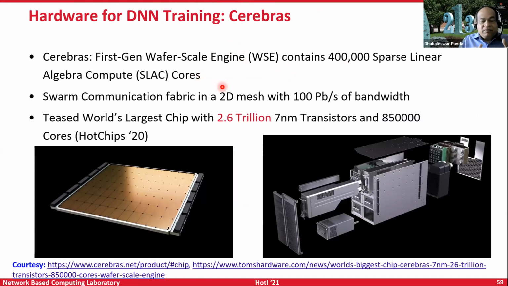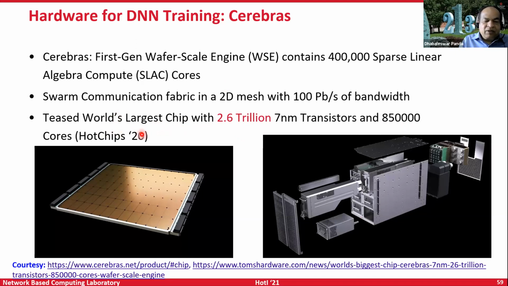So that is actually a really large scale first generation wafer scale engine. It contains 400,000 sparse linear algebraic compute cores. You remember, we talked about these convolutions. Those are at the bottom of all the computation. So this chip is the world's largest chip with 2.6 trillion transistors and almost 850,000 cores.